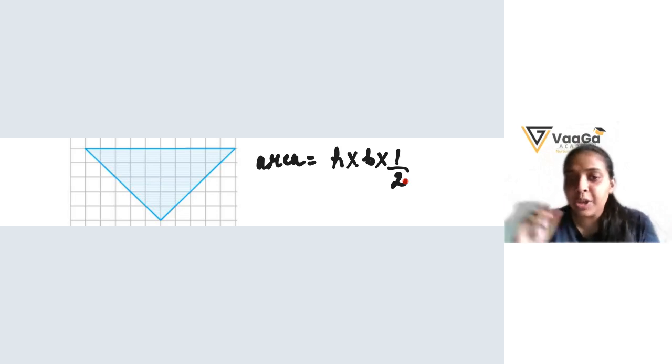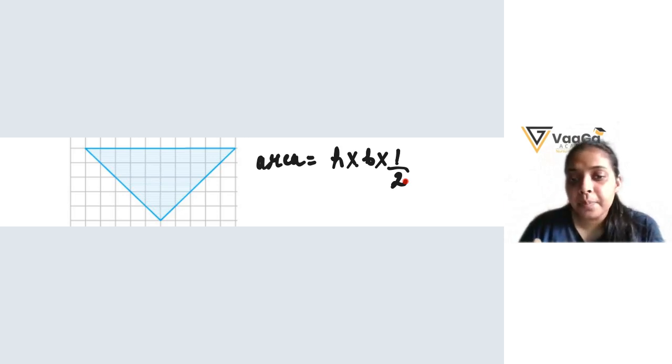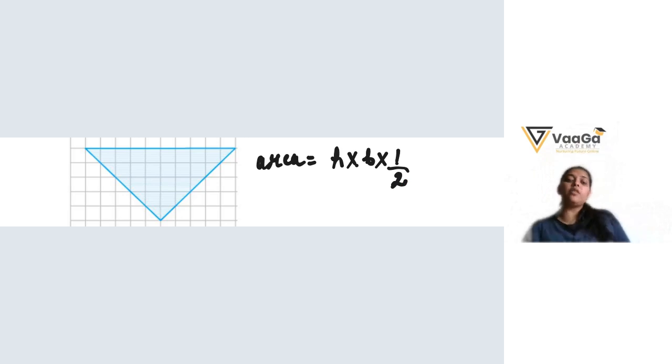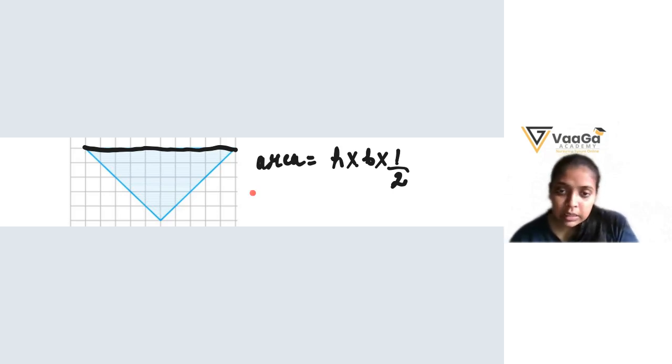Are you noting it down somewhere? Yes, very good. Now, can you tell me in this triangle what side will be the base of the triangle? The upper side. So this side is the base. And what will be the height? This middle line. This will be the height.